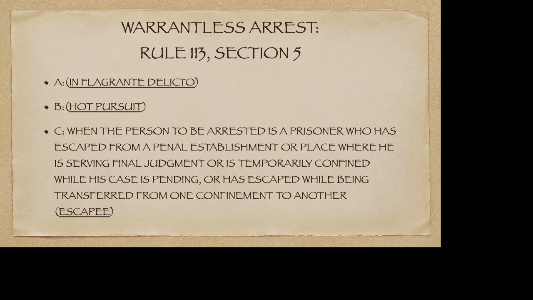Now, the third type is the arrest of an escapee. Section 5, paragraph C: when the person to be arrested is a prisoner who has escaped from a penal establishment or place where he is serving final judgment, or is temporarily confined while his case is pending, or has escaped while being transferred from one confinement to another, meaning in transitu. Again, the three types of warrantless arrest are in flagrante delicto, hot pursuit, and an escapee.